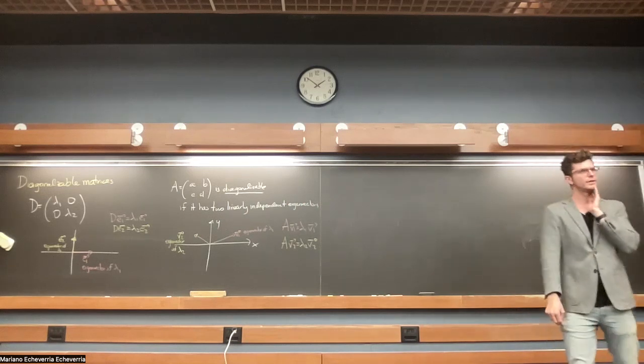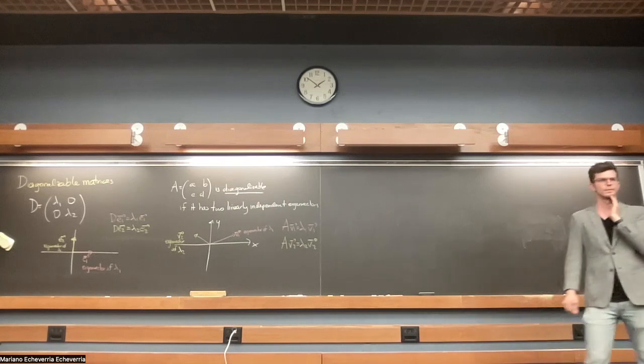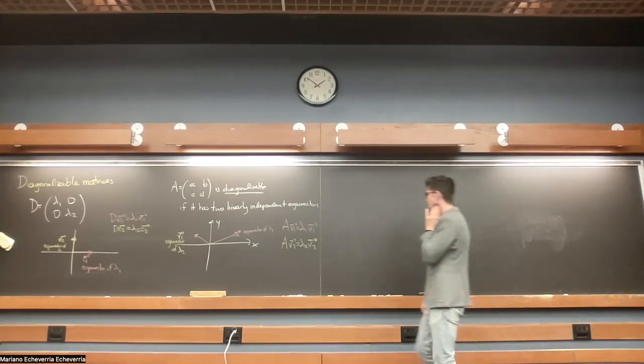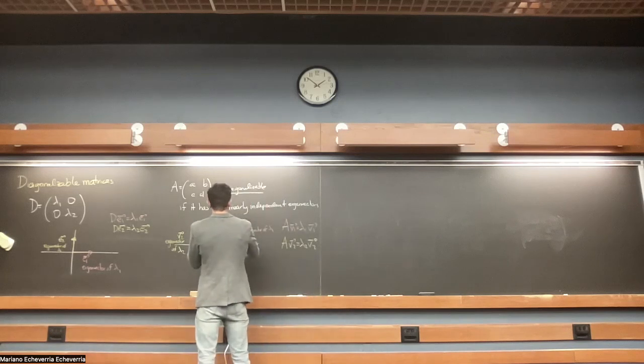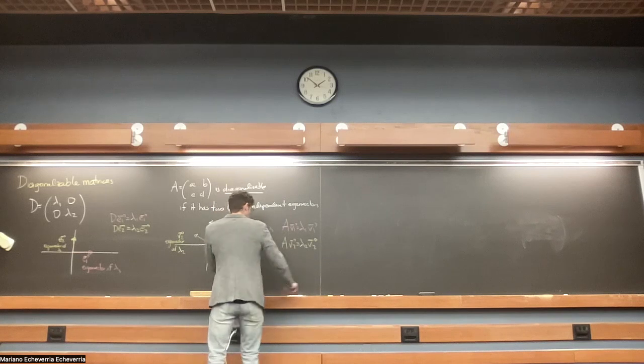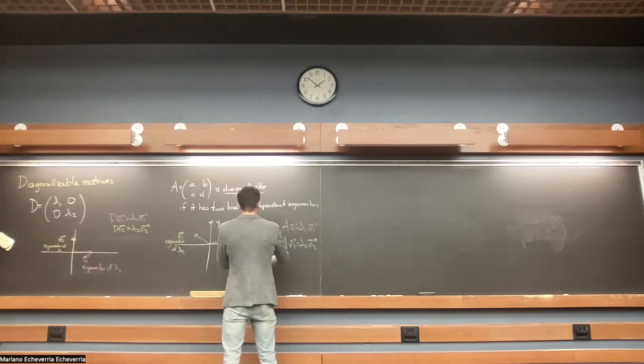So far, so good. Any questions up to this point? We don't know what these eigenvectors are, so you can just call them V1, which has two entries, X1, Y1, and V2, which has two entries, X2, Y2.